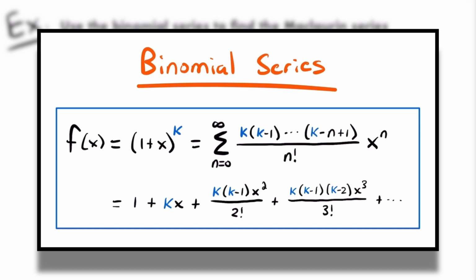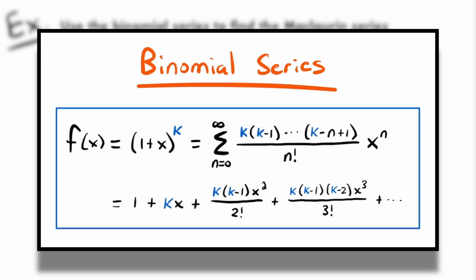And so the first couple terms of the binomial series look like this. For the first term, we just have 1. Then when n equals 1, we have k times x. When n equals 2, we have k times k minus 1 times x squared divided by 2 factorial. When n equals 3, we have k times k minus 1 times k minus 2 times x cubed divided by 3 factorial, and so on.